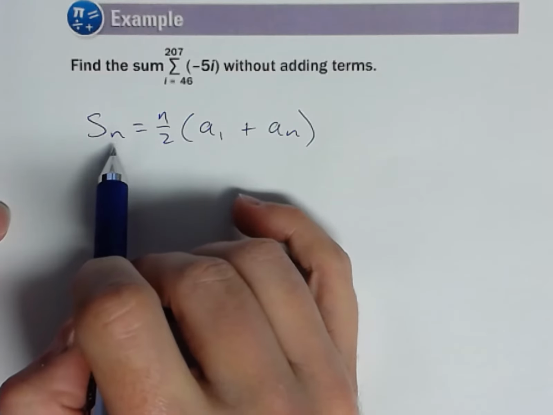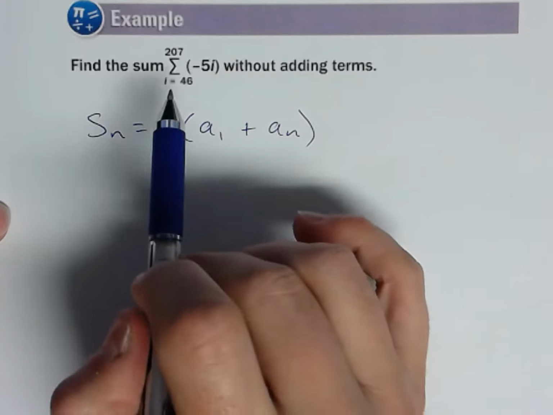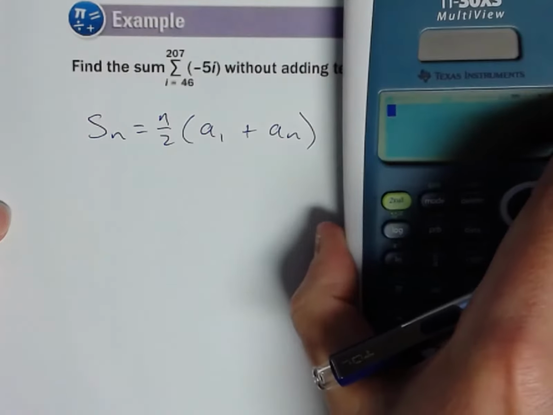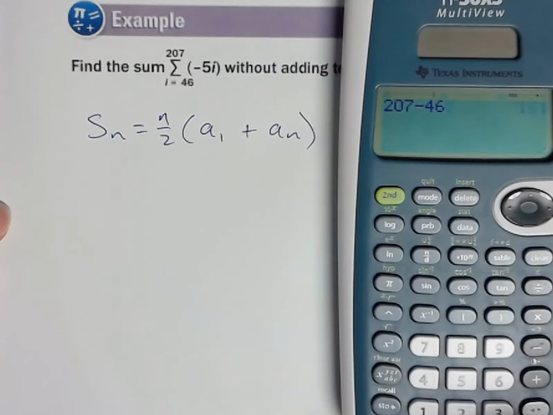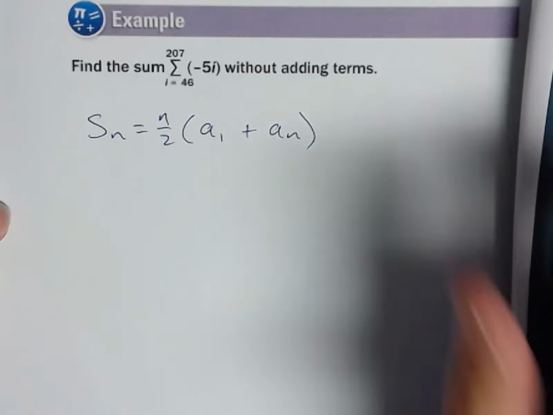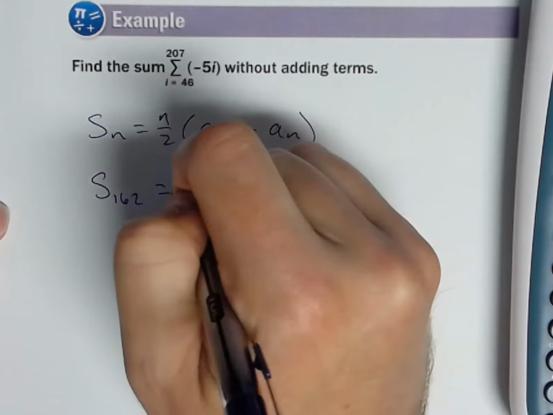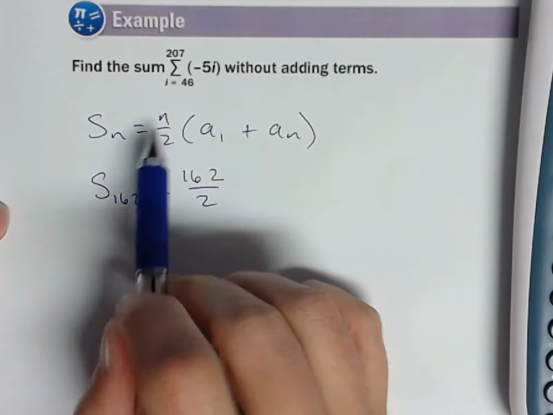Let's see what we've got. So first of all, s sub n, how many terms do we have? This is where it's easy to make a little mistake. If I did 207 minus 46, that would be 161, but it's not 161 terms. You need to add 1 to that. It's 162. So we're actually doing a sum of 162 terms. And that becomes very important because it's part of our formula here.